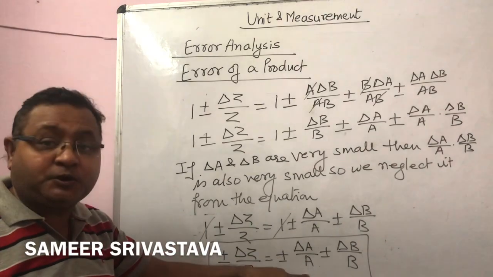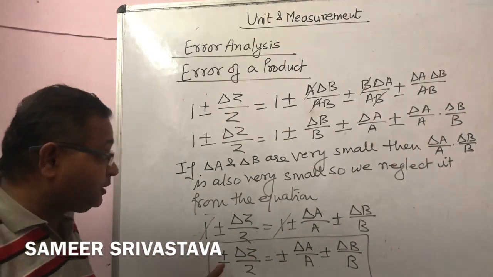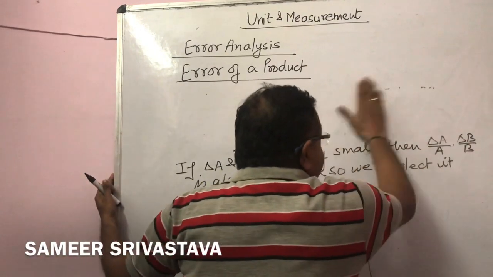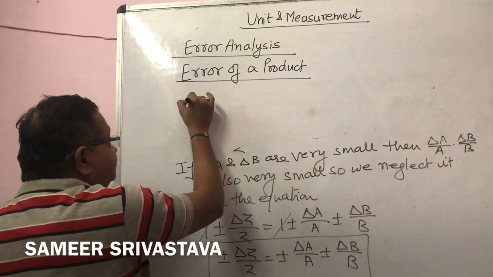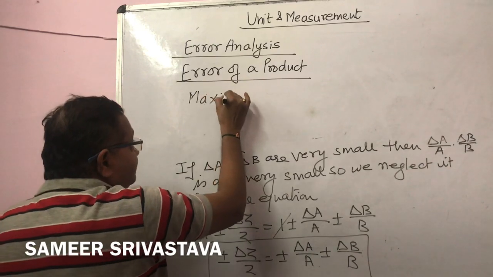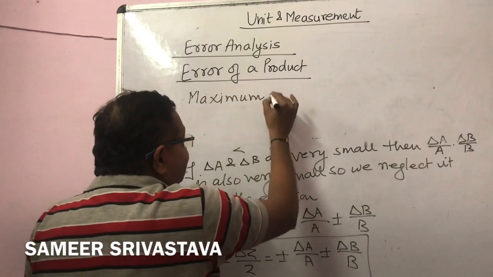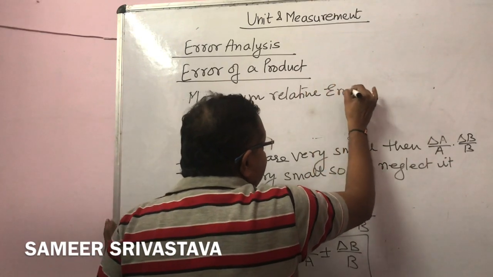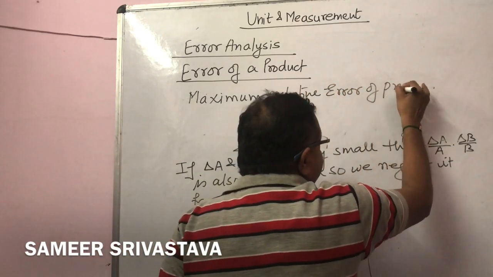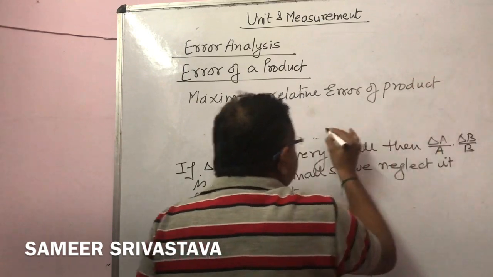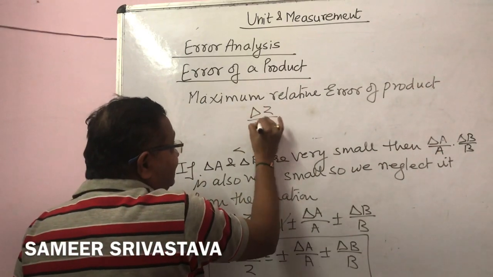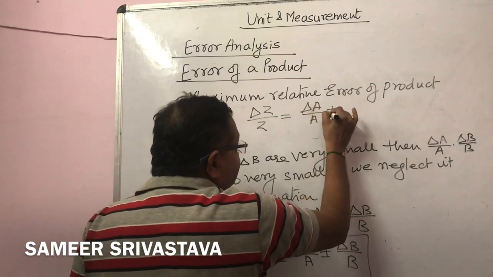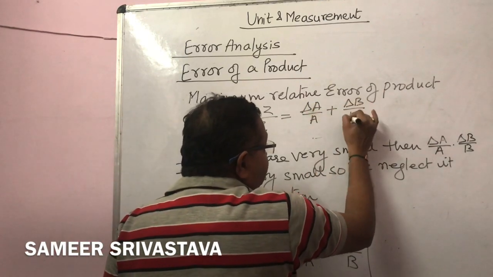Delta A upon A is what is called the relative error. So the maximum relative error of a product is delta Z upon Z equal to delta A upon A plus delta B upon B.